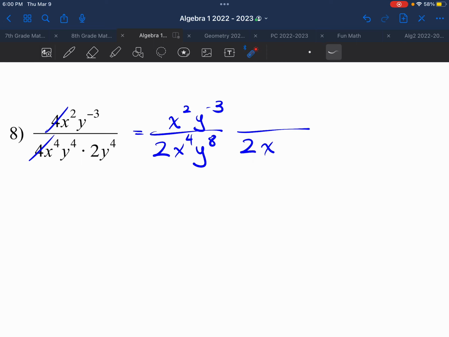I'm going to do bottom minus top. I'm going to get 4 minus 2, which is 2. And then notice for our y's, I'm going to do the same thing. I have a bigger power in the denominator. It's a bigger positive number. So my y is also going to live in the denominator. And I'm going to do bottom minus top. I'm going to do, and I'll be careful here, it's 8 minus the top.